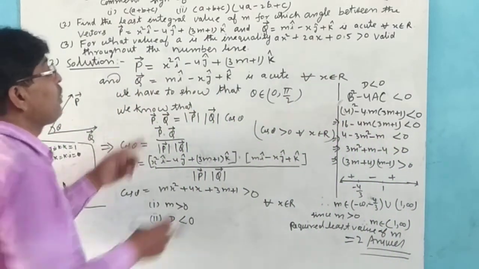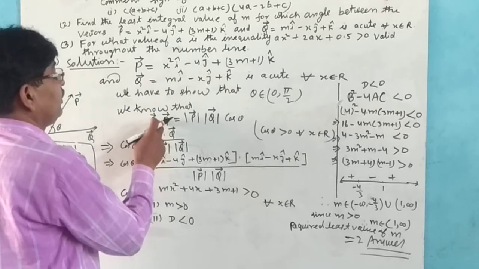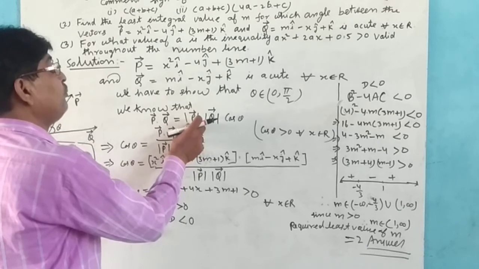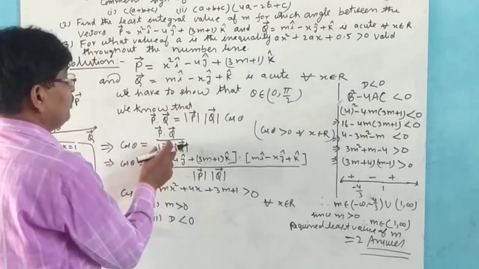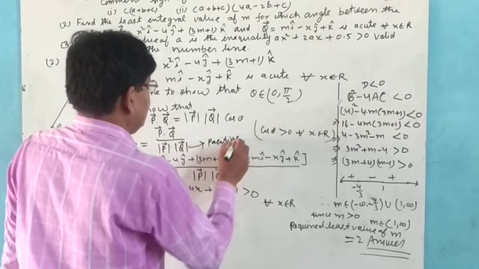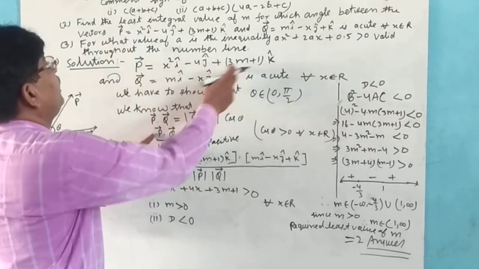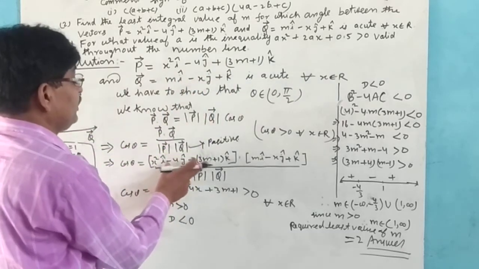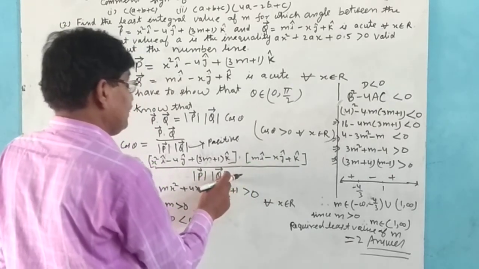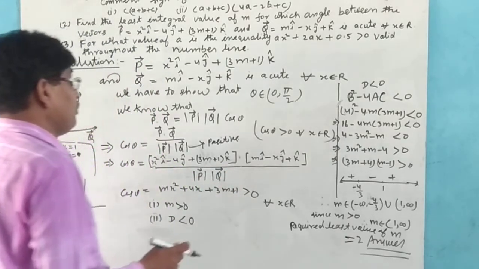Now cos theta equals vector p dot vector q divided by mod of p and mod of q. Here the mods are positive quantities. Putting the value of p and the value of q here, divided by these mods, this is a positive quantity and this is a positive quantity.